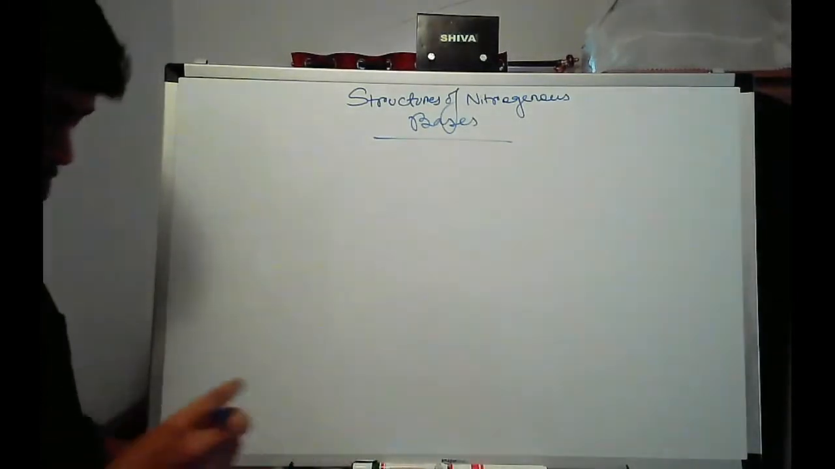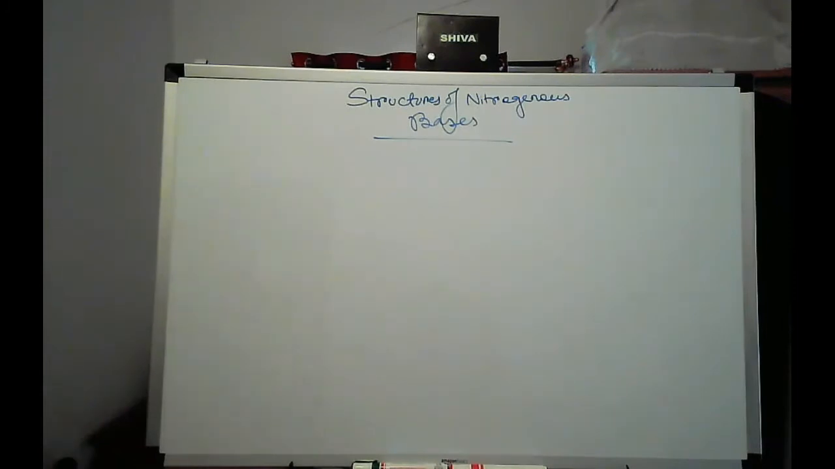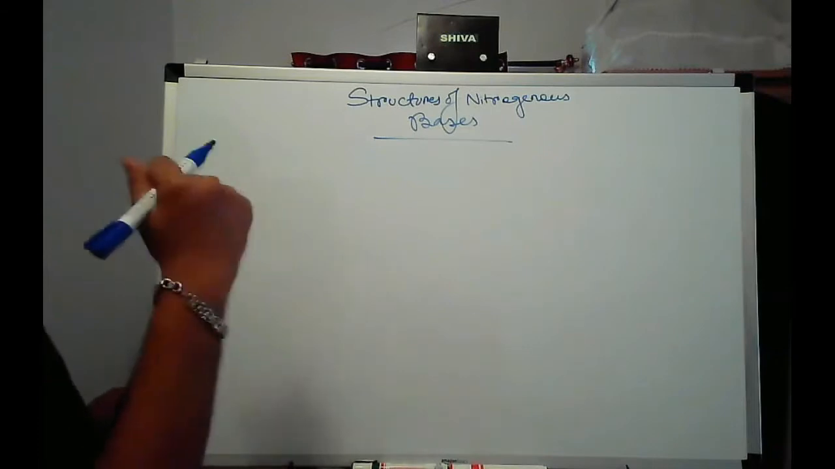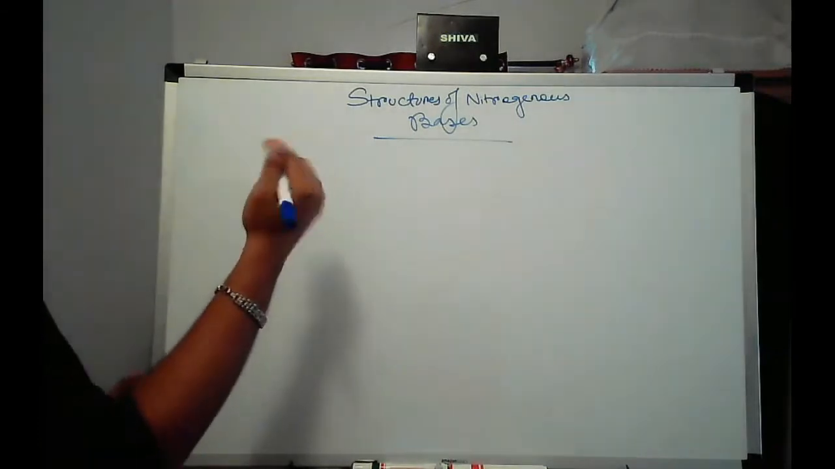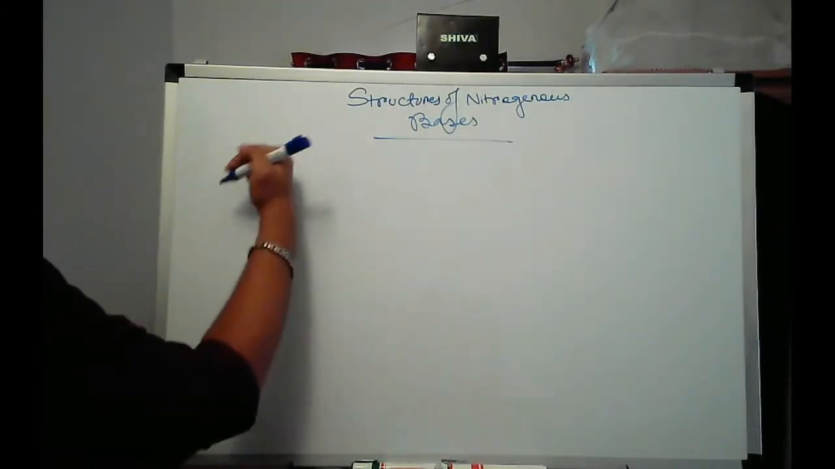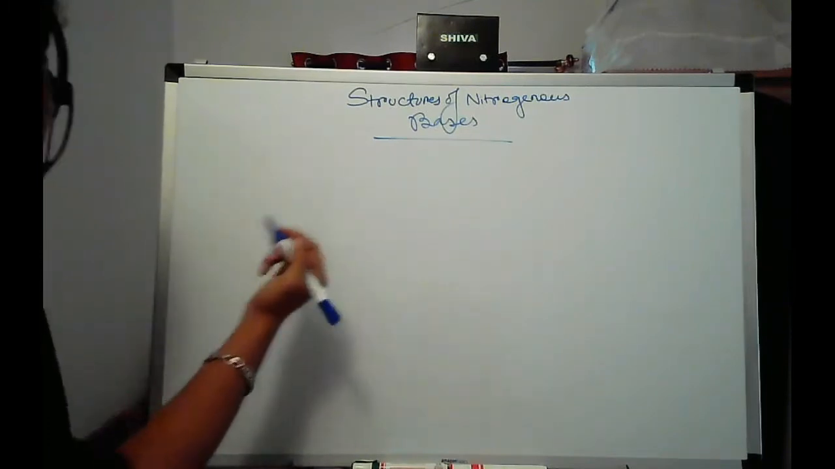If you remember, we have purines and we have pyrimidines. The purines bind with pyrimidines, and that's how base pairing occurs. Now we know that, but we don't know about the structure yet. Let us take a look at the structure.